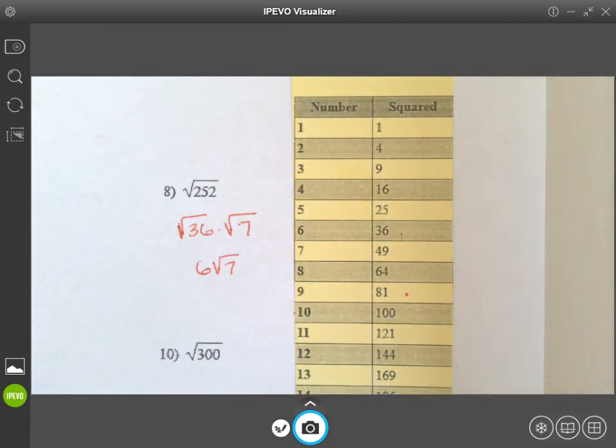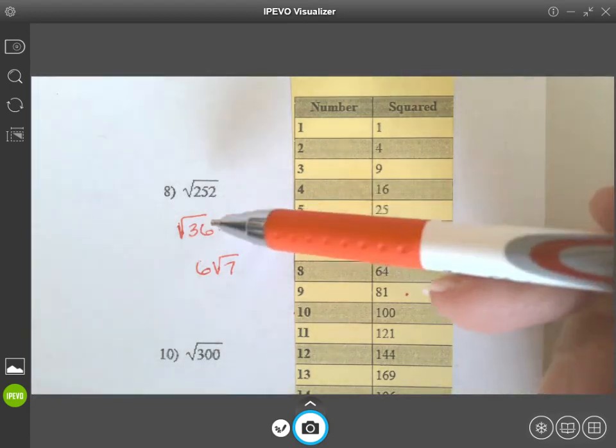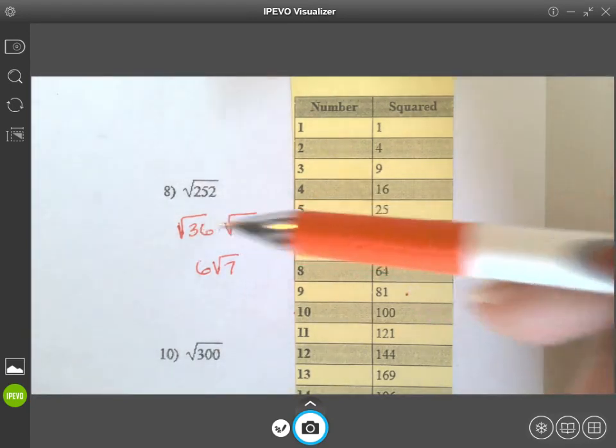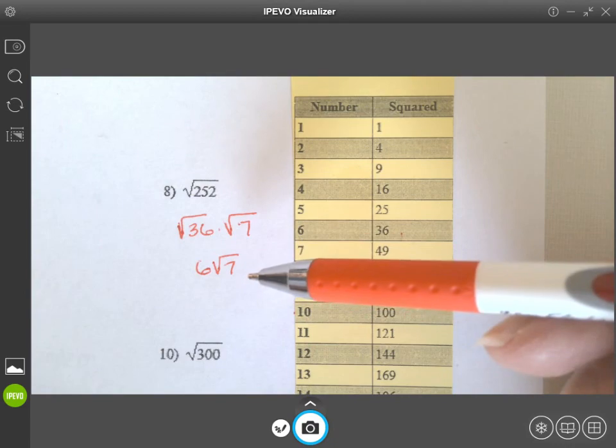All right, so get working on this. You understand what I expect to see. I expect to see what you used as a perfect square, what was left over, and your answer. Got it?